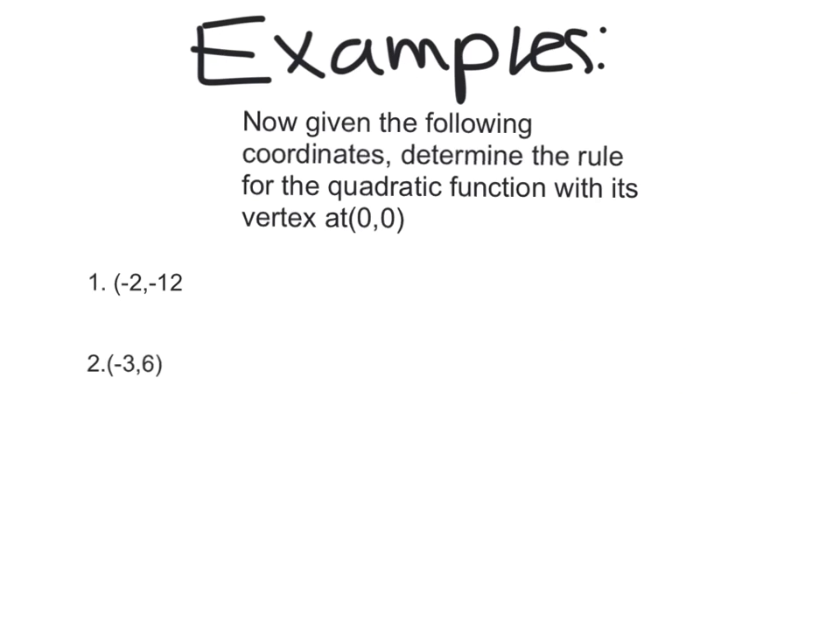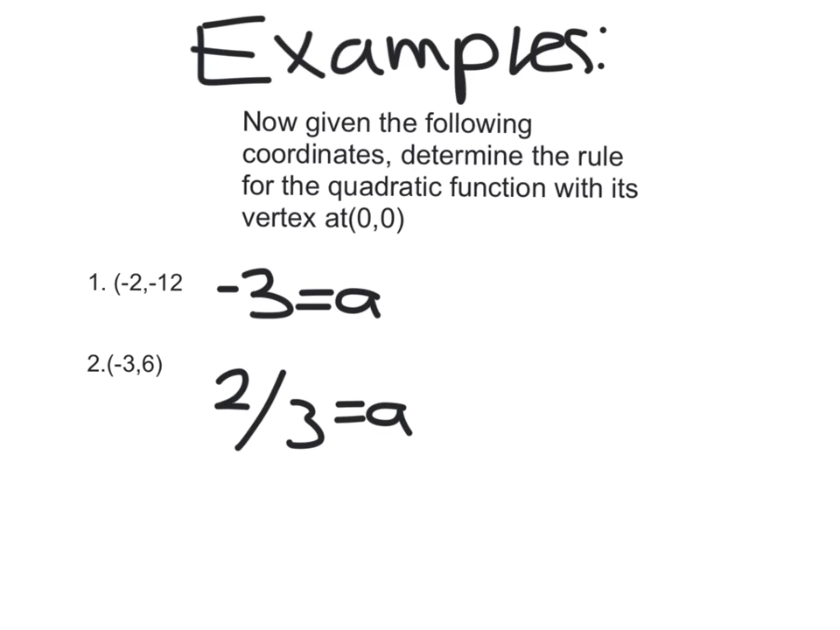Now, given the following coordinates, determine the rule for the quadratic function with its vertex at 0, 0. Now pause the video and answer the questions. Pause the video! Now the answer for number 1 is a equals negative 3. And for number 2, it's 2/3, meaning that a equals negative 2/3.